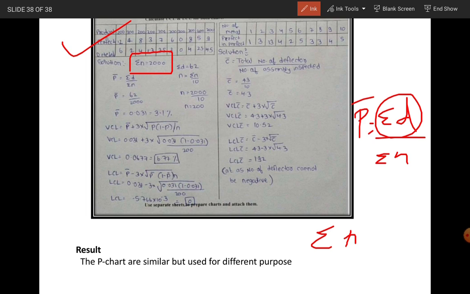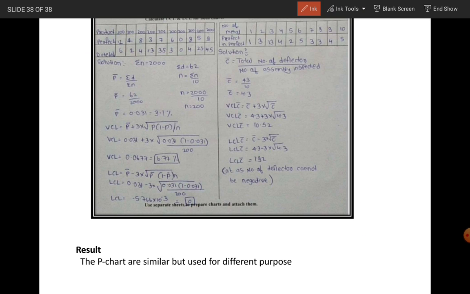So this value we are going to check out, and the next part, which is n. All the calculation for n is done over here. I will just show you. This is what we have taken, the sigma d, which we have obtained as 62.